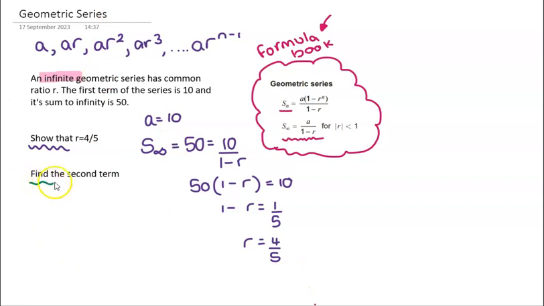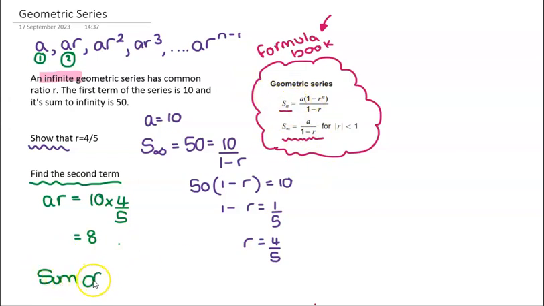Okay, finding the second term. Well, as we know, that's your first term. This is your second term. So we want a times r, which is 10 times 4/5, which is 8. How much easier can that get? Don't know. The only other thing you could ask is something like the sum of the first 5 terms.